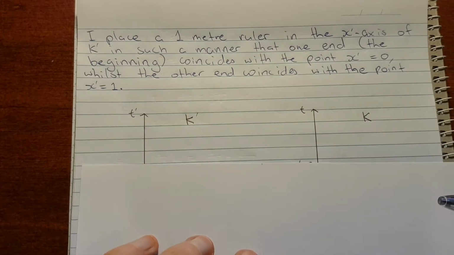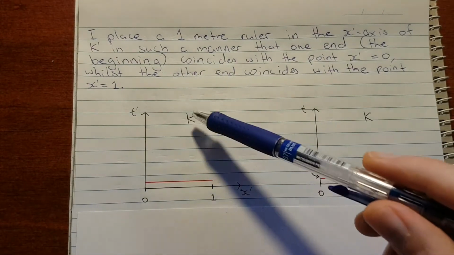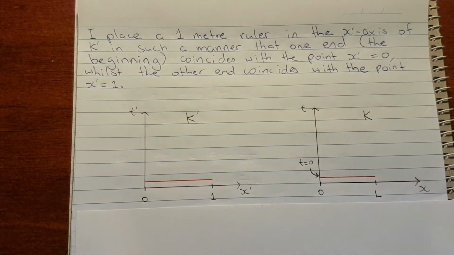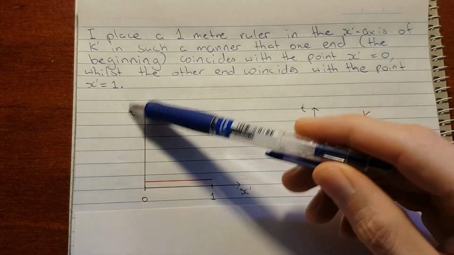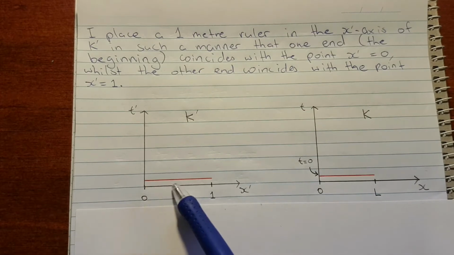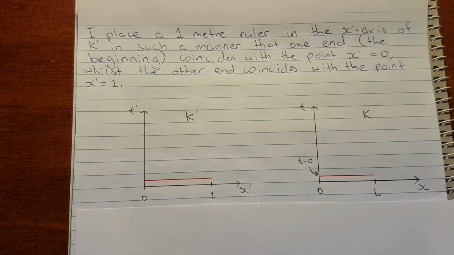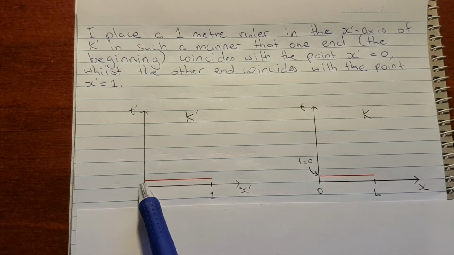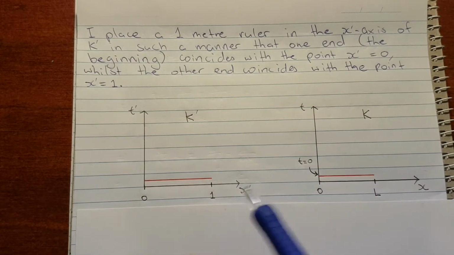So if this is our K primed system, we have t primed on this axis, x primed here. This red line represents the 1 meter ruler. One end is at the point x primed equals 0, the other end is at the point x primed equals 1.